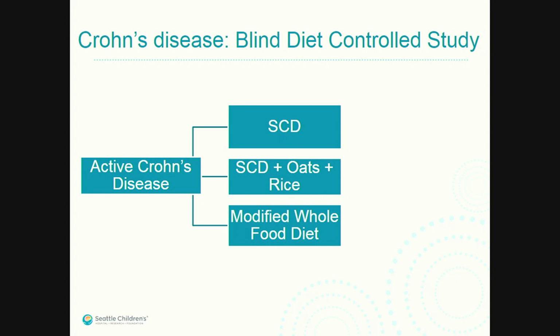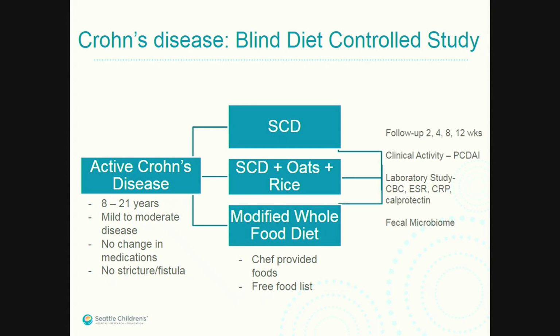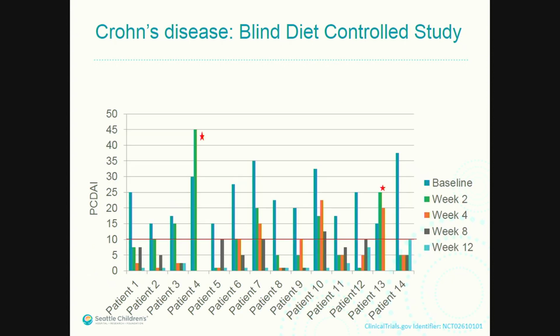And we moved forward with a diet blinded study. We did this study because it's important for us to understand the different aspects of the SCD and to see if we could potentially liberalize it. We had the same criteria for enrollment. Individuals went on either the SCD with oats and rice, or a modified whole foods diet. The foods were chef provided, and they also had a free food list. And then we looked at them clinically, by laboratory tests, as well as the fecal microbiome. And we're still analyzing this data.